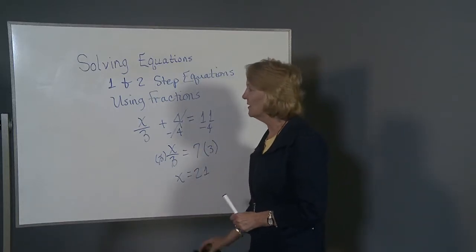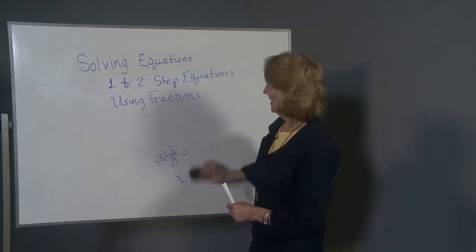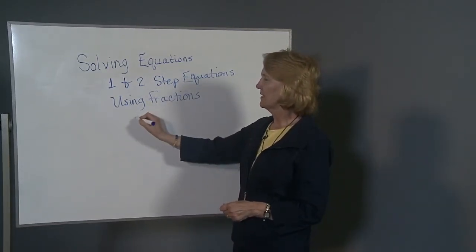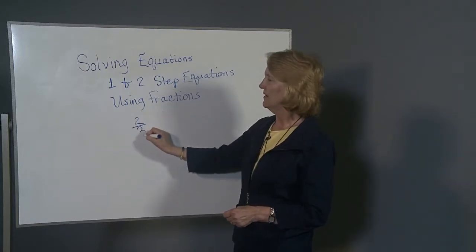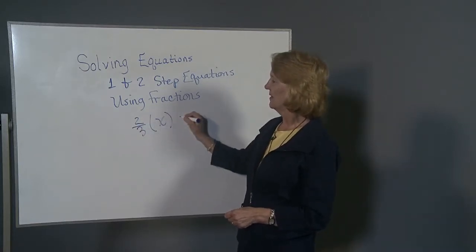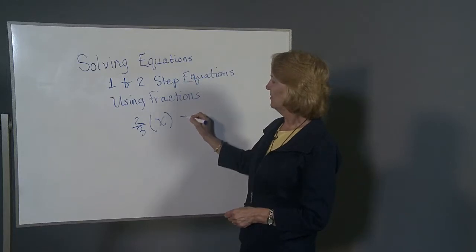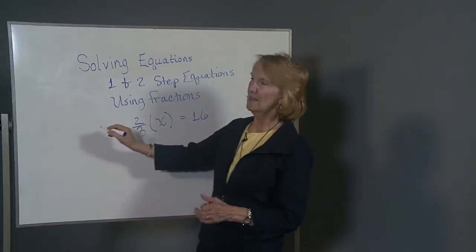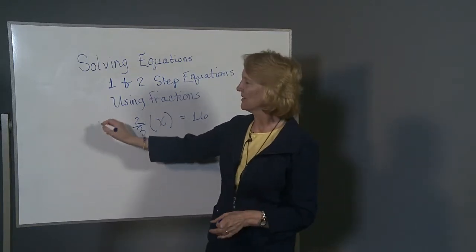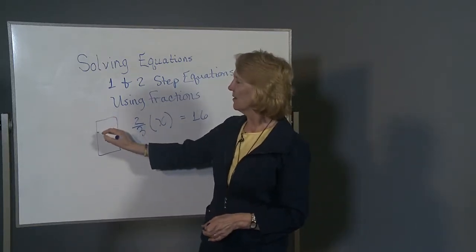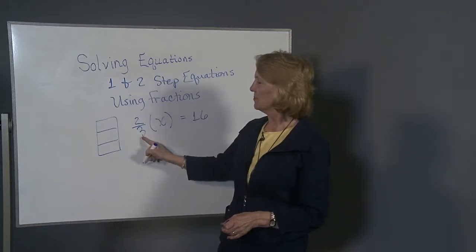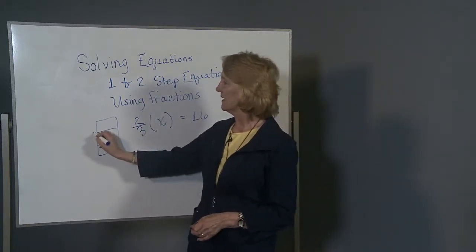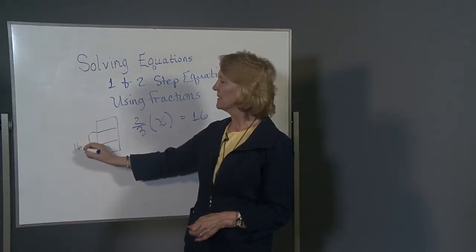Let's do another one. What if we had 2/3 of a number equals 16? I like to think of doing it as candy bars. Okay, here's our candy bar. We break it into this many parts, and 2 of the parts make 16. 2 of the parts made 16.